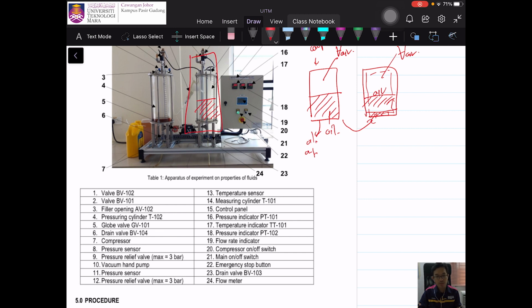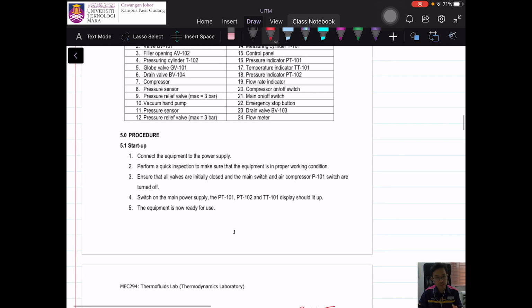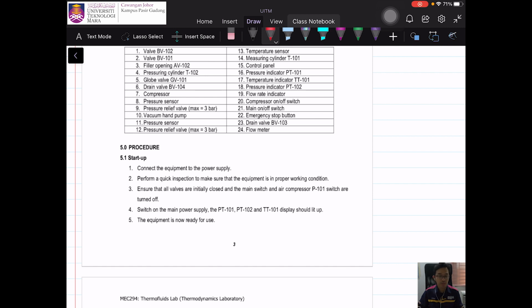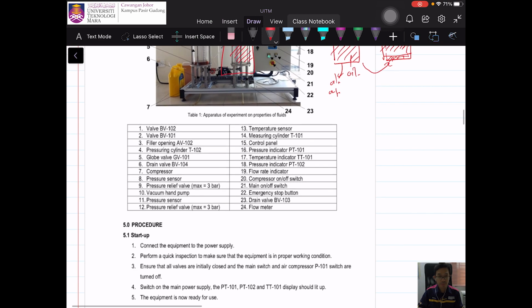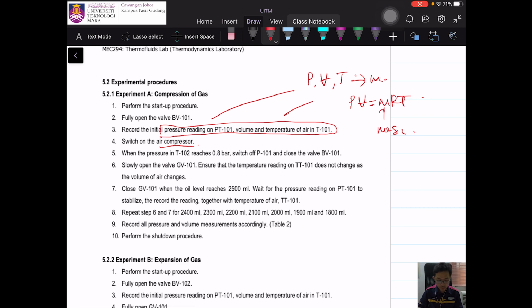I think the value should not be higher than 0.5 degrees Celsius. If it is higher than 0.5 degrees Celsius, it means that there is more heat loss to the surroundings, and Boyle's law will not validate between the theoretical and the experimental lab. Okay, so after you get the mass, you can follow the procedure here.